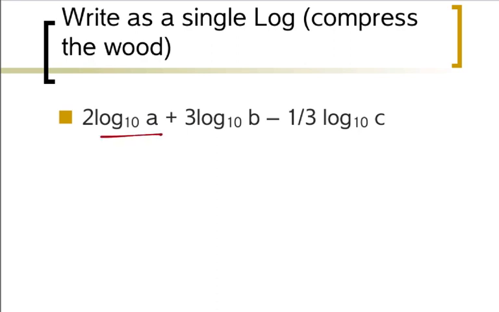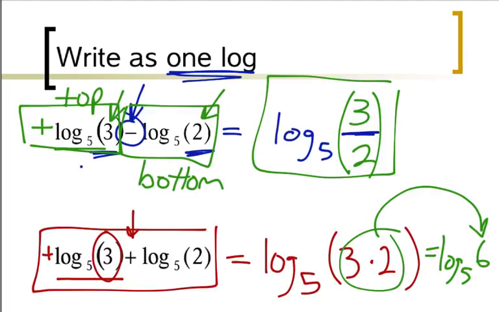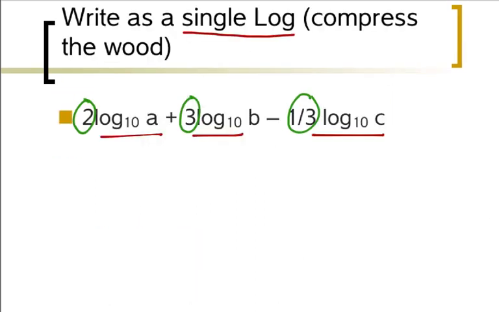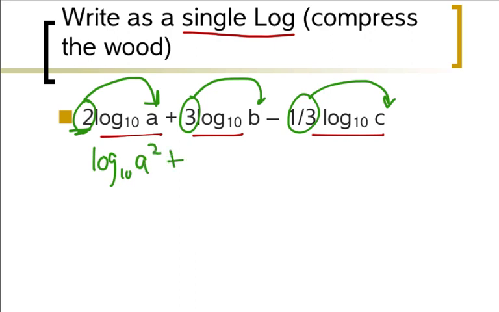Again, now there's 3 things, 1, 2, 3, and we're supposed to write it all as a single log. Okay. Well, the first thing we've got to notice is that we've got numbers out in front. In the last problem, we didn't. Neither one of those did. So here we have to take these powers, which they are powers, and write them as powers on their corresponding letters or variables. So I'm going to rewrite it as log base 10 of a squared plus log base 10 of b to the third minus log base 10 of c to the 1/3.